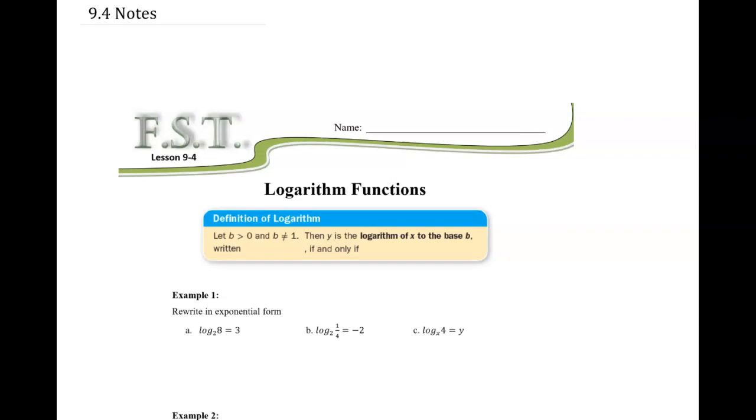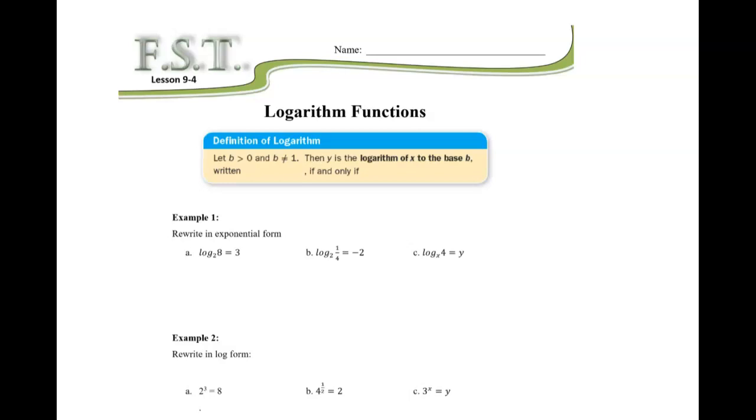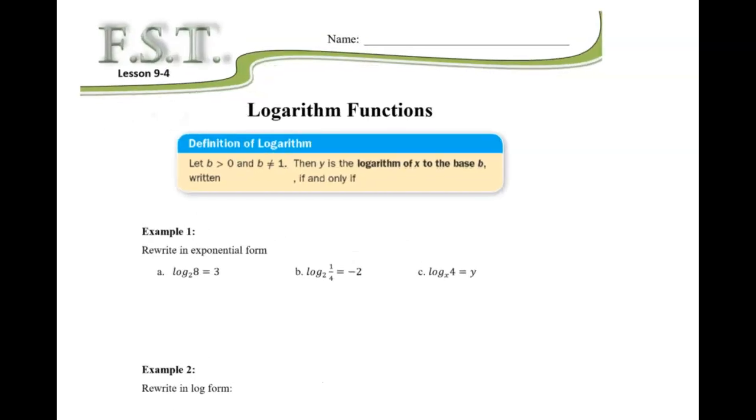This is lesson 9.4, Logarithm Functions. Okay, if b is greater than 0 and b isn't equal to 1, then y is the logarithm of x to the base b, which we write as log base b of x equals y, if and only if b to the y equals x. Okay, makes a little more sense with numbers.